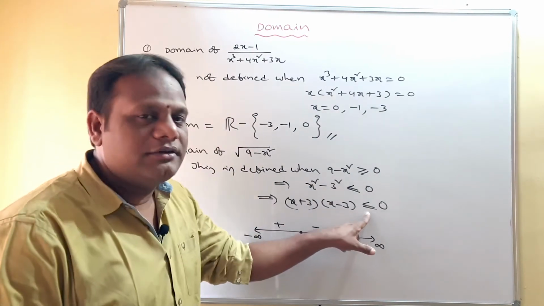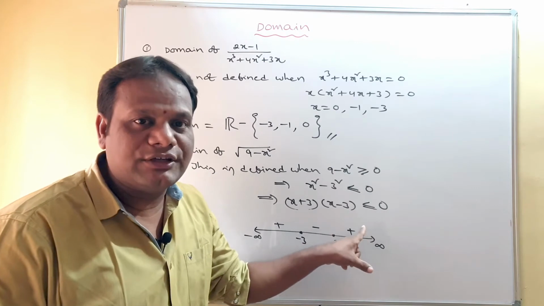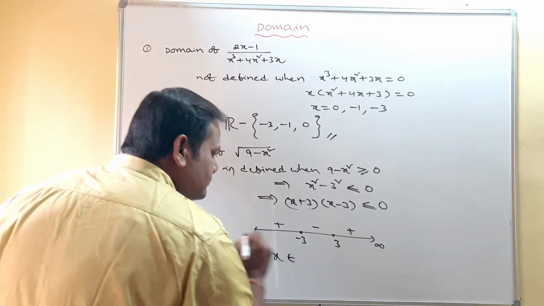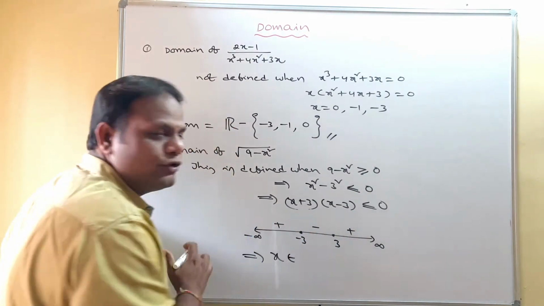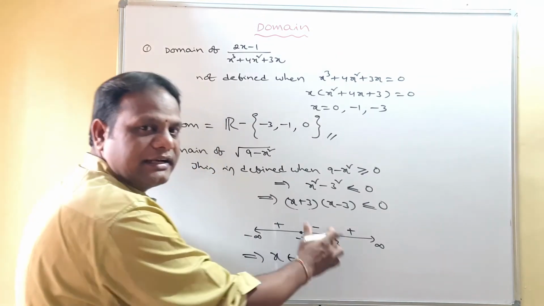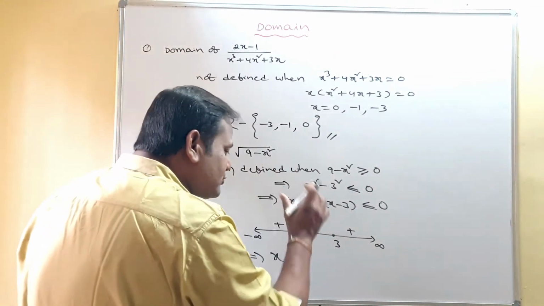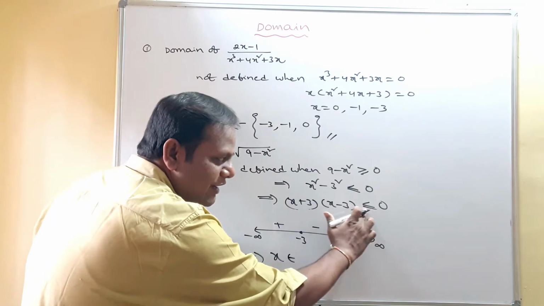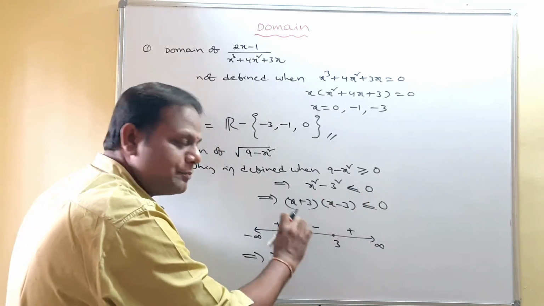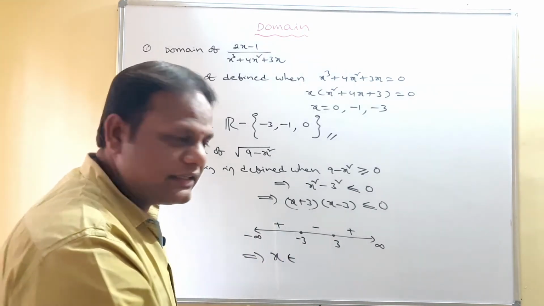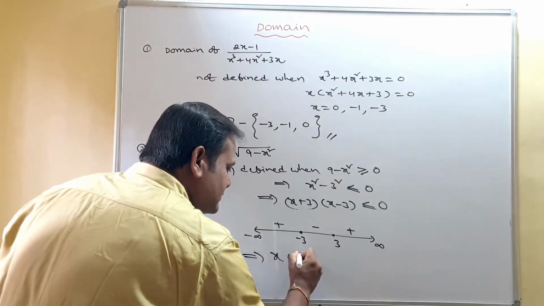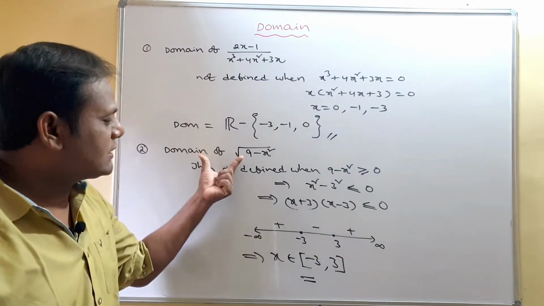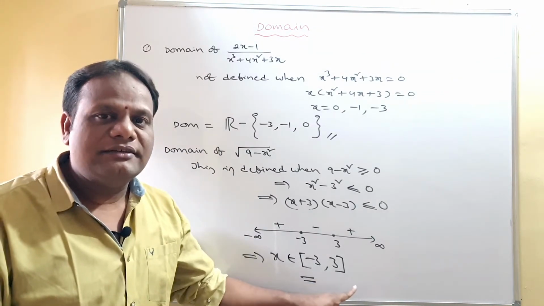What do we want? We want less than or equal to 0, which means we want negative. So where it is negative, you observe, between minus 3 and 3 it is negative. Now the doubt is whether minus 3 and 3 are included or not. See, here we have the equal to sign, so you should take minus 3 and 3 also. So the correct answer is the closed interval minus 3, 3. So the domain of this function is the closed interval minus 3, 3.